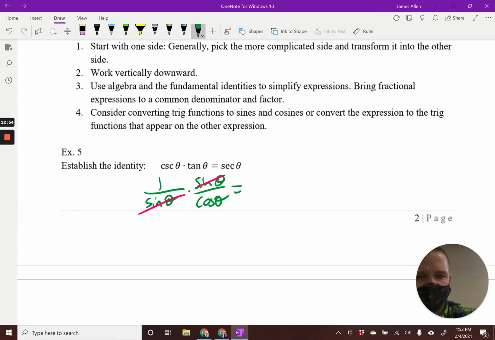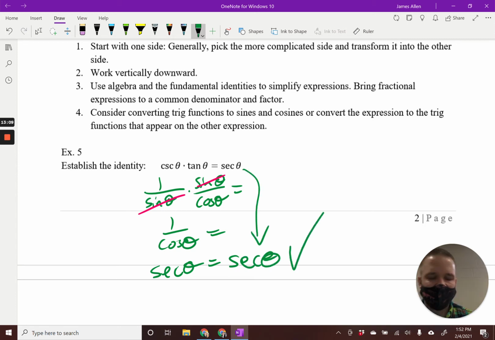Be like, well, am I going to get some cancellations if I do this, and try to think a couple steps ahead. So now I have 1 over cosine of theta, which I know is secant of theta, which equals secant of theta. Check. Done. Awesome. We are halfway done here.